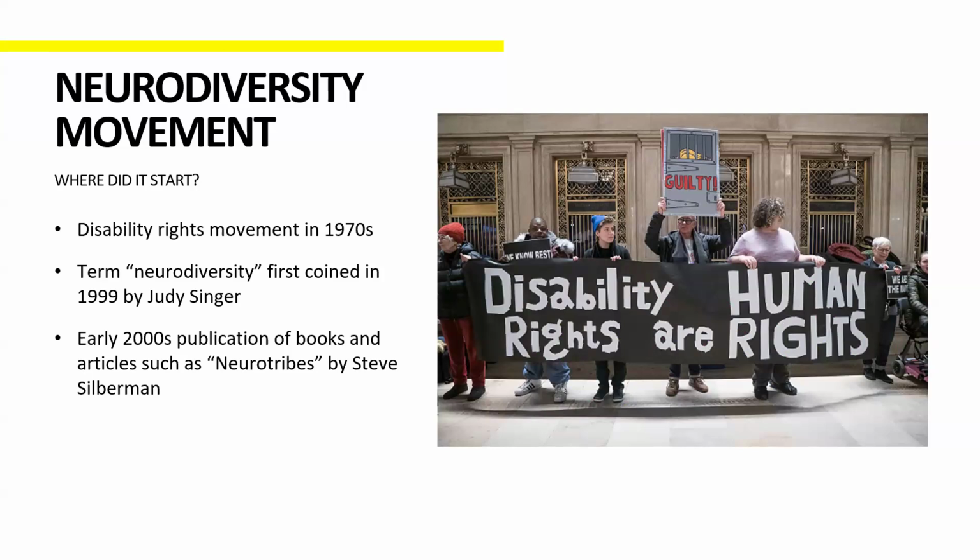In the 1990s, the neurodiversity movement began, and the term neurodiversity was first coined in 1999 by Judy Singer, an Australian sociologist. In the early 2000s, publications of books and articles such as Neurotribes by Steve Silberman started to emerge. The book Neurotribes considers the idea that neurological differences such as autism, dyslexia, and ADHD are not errors of nature or products of the toxic modern world, but rather the result of natural variations in the human genome.